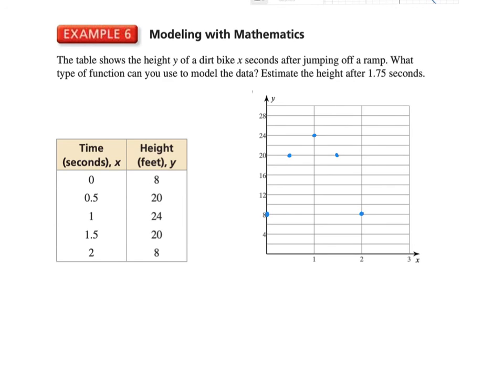Now looking at it, it is very U-shaped. It looks like a parabola. So let's sketch a nice, even quadratic equation on top of there. The parabola is the U-shape. So, what type of function can you use to model the data? Well, we can use a quadratic. You don't have to find the function yet. We'll do that later on this year. But we just know it's a quadratic function.